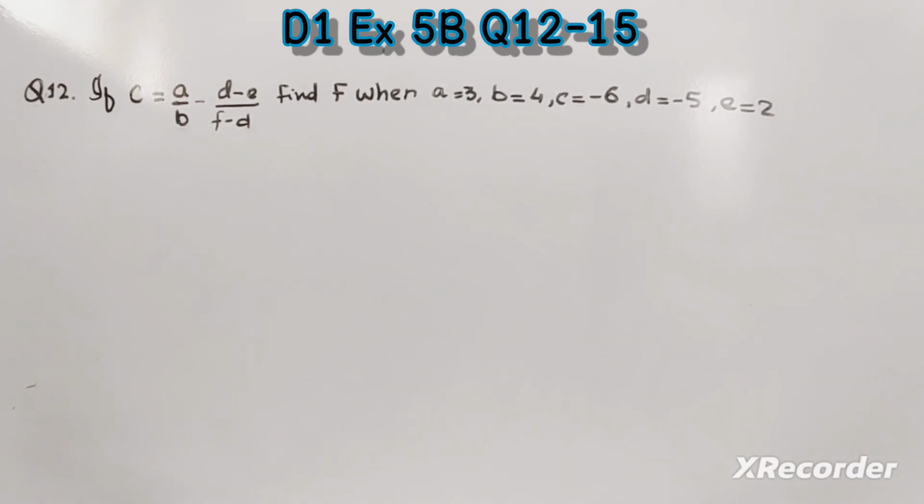If C is equal to A upon B minus D minus E upon F minus D, find the value of F when A is given as 3, B is 4, C is minus 6 and D is minus 5 and E is 2. So let's start.